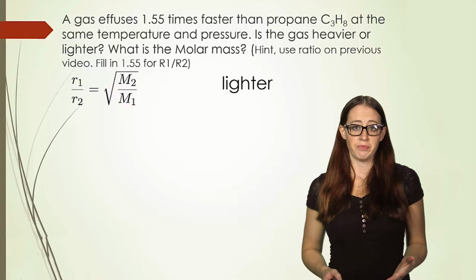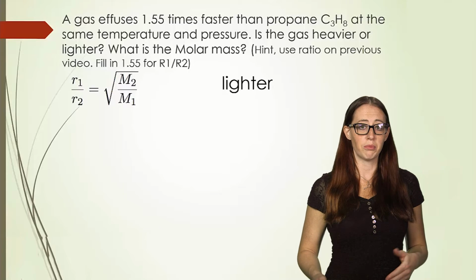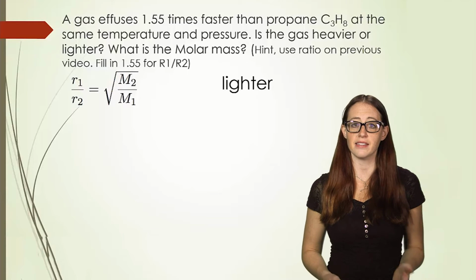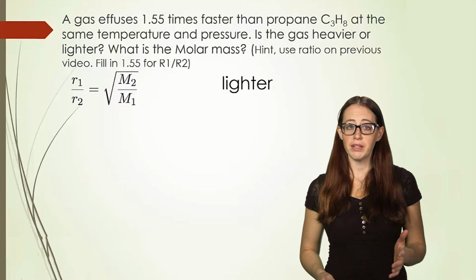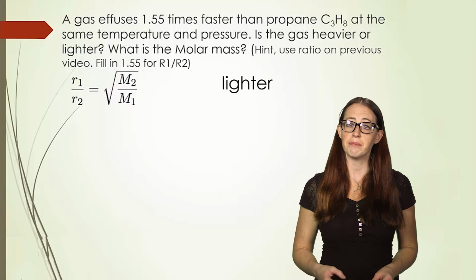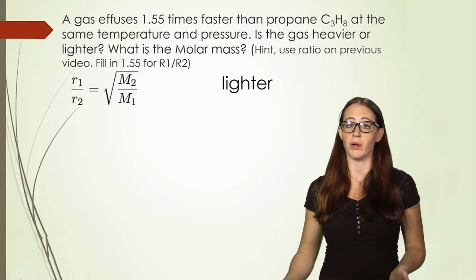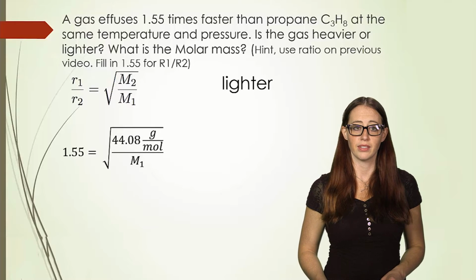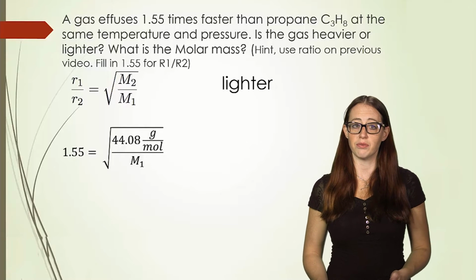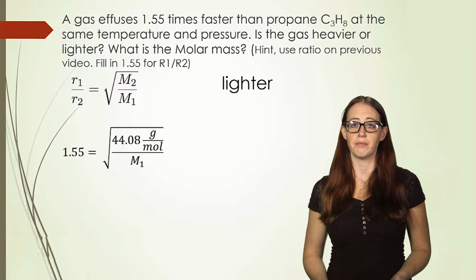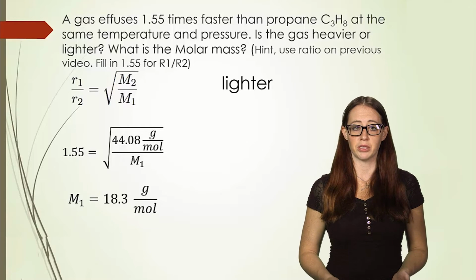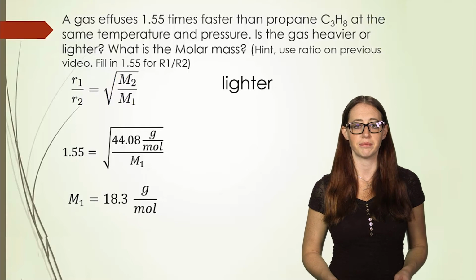Filling in our ratio, as is, with the 1.55, means that our lighter gas or our faster gas is on top. If we fill in the 1.55 as is, as our R1, R2, that means that our unknown mass is going to be our M1, or is going to be on the bottom. This means that our propane molecular mass is 44.08 and is on top. From here, we can do some brief rearrangement and get our molar mass of 18.3 grams per mole.